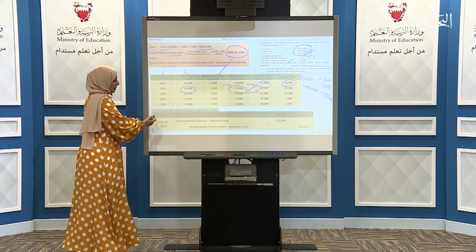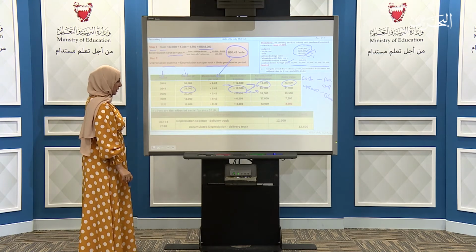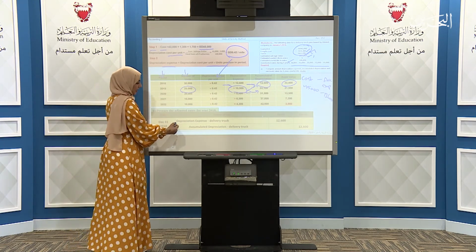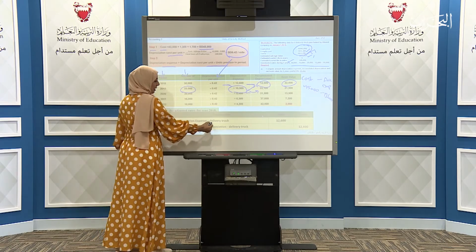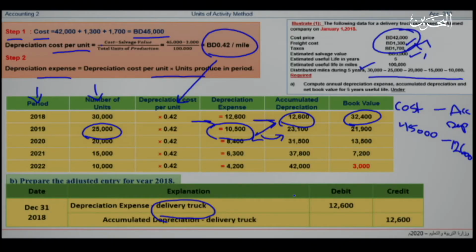If I want to write the adjusting entry for the depreciation expense, on the debit side I will write the depreciation expense for the delivery truck, and they want it for the year 2018. So the depreciation expense for the first period is 12,600. I will write it on the debit side with 12,600. On the credit side, I will write the accumulated depreciation, also with the amount of the depreciation for that period.